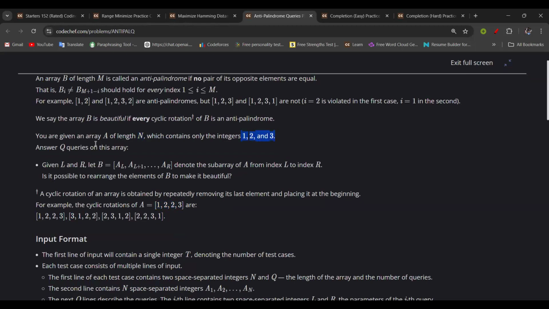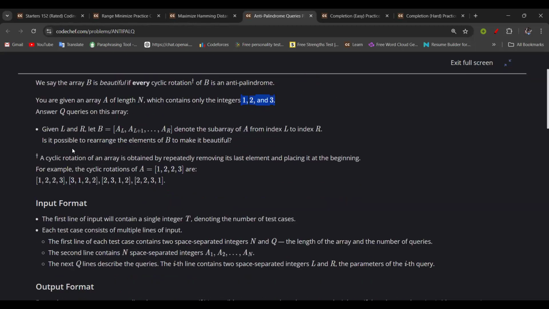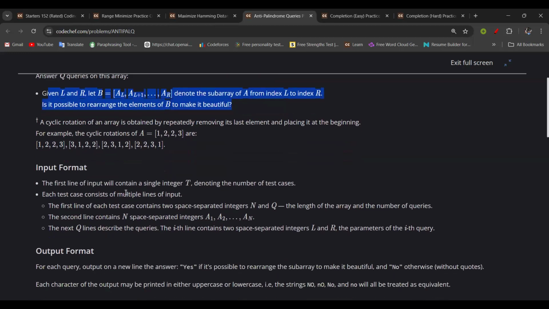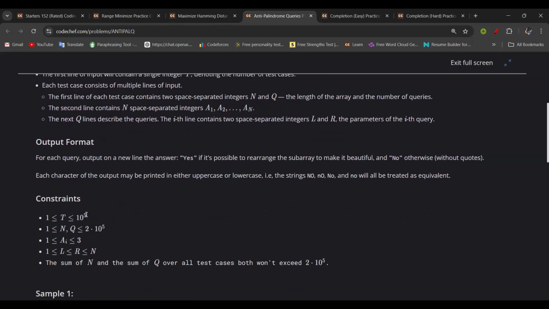Now you are given an array A of length n, which contains only integers 1, 2, and 3. Answer Q queries on this array. For every query, you are given L and R, the subarray from L to R. Consider this subarray as a new array B. You need to find whether, if you're allowed to rearrange all the elements of B, you can make B beautiful. For every query, you answer yes or no.